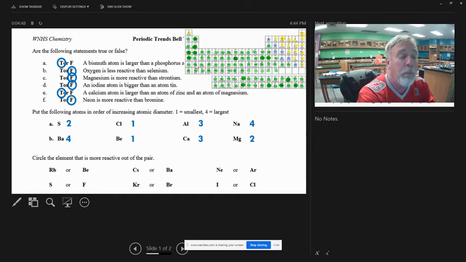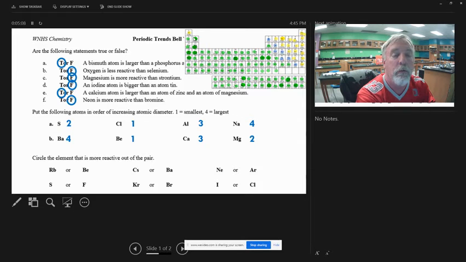Finish out the front page of our Bellwork here. Circle the element that is more reactive out of the pair. So we have to figure out first where they are in the periodic table. Let's go over here and we find rubidium. There's rubidium right there. And beryllium. Now they're in different groups.